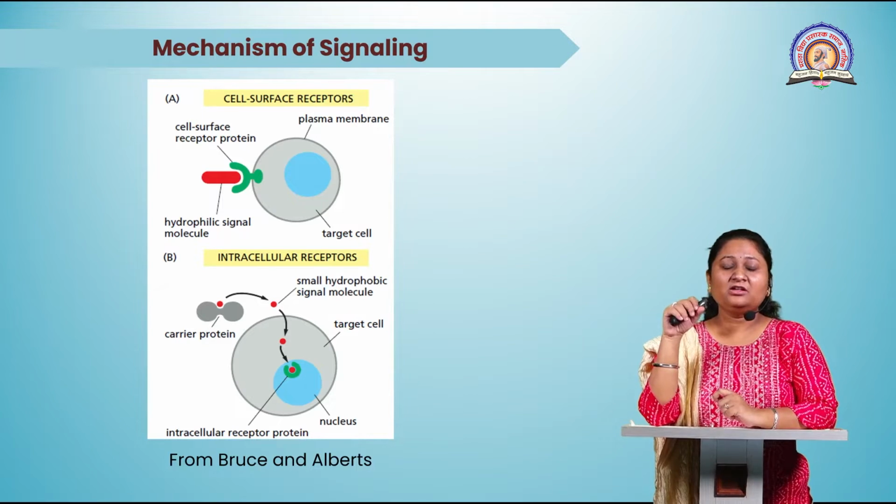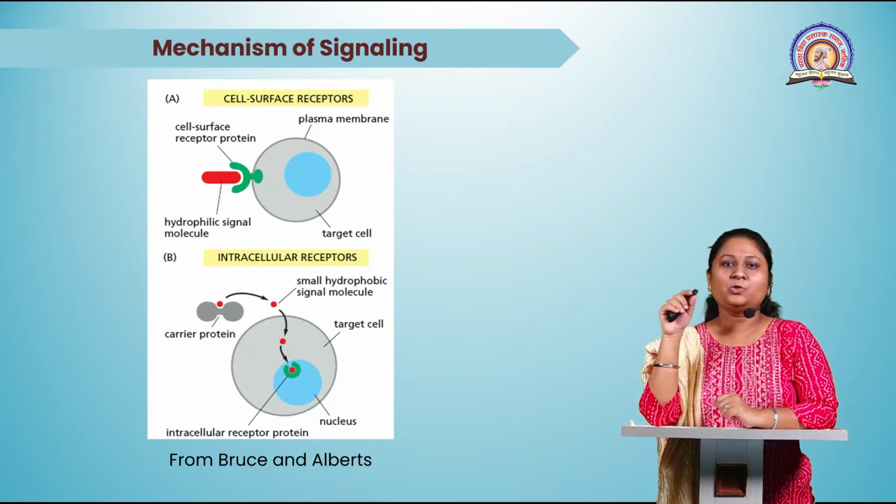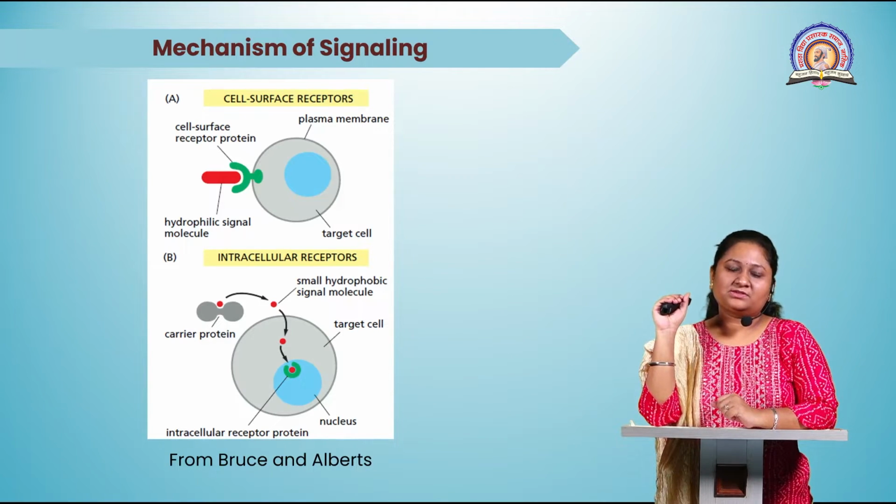As you can see in the figure in mechanism A, where the hydrophilic signaling molecule is there, it goes and binds to the receptor present on the cell surface and then brings about the cellular response. Whereas in the other case, that is intracellular signaling, or when intracellular receptors are there, and if the molecule is hydrophobic in nature, that is, the molecule does not dissolve in water, it can directly pass through your cell membrane. So a molecule that is small in size, a small hydrophobic signaling molecule, will diffuse through your cell membrane and bring about cell signaling.